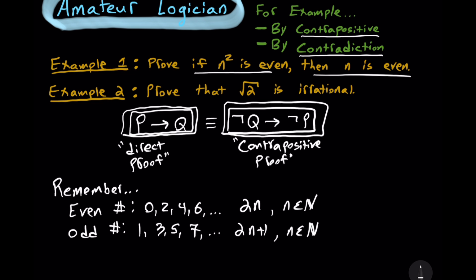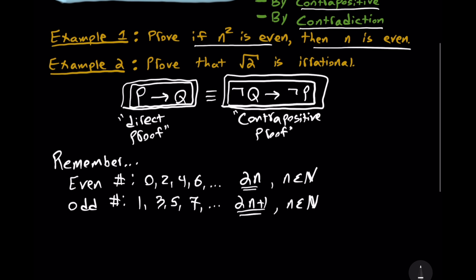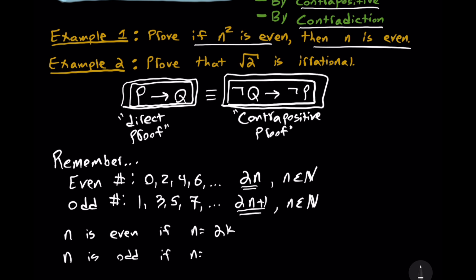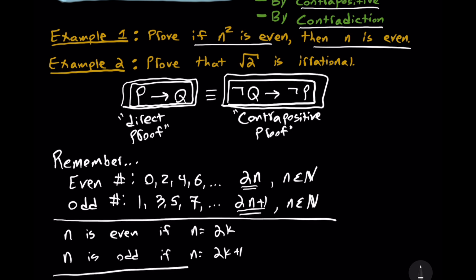One of the cool things about mathematics is that we can think about the general form, the general structure of some pattern. Or in other words, we can say that n is even if n is equal to 2k. We can say that n is odd if n is equal to 2k plus 1. That's another way we can think about it.